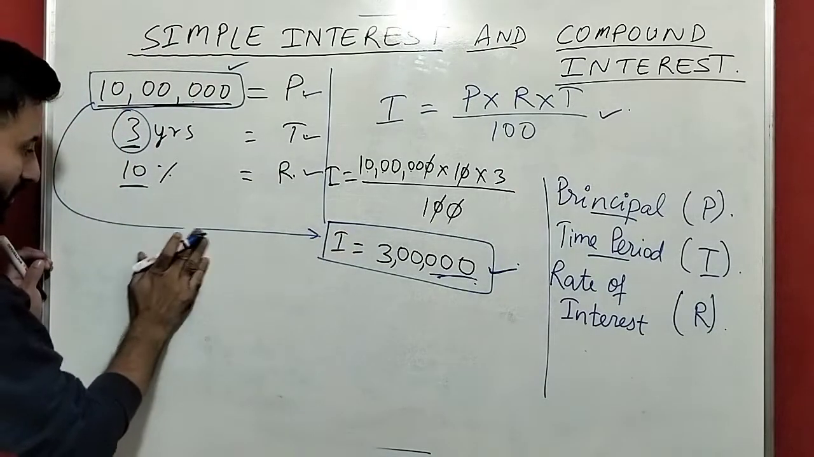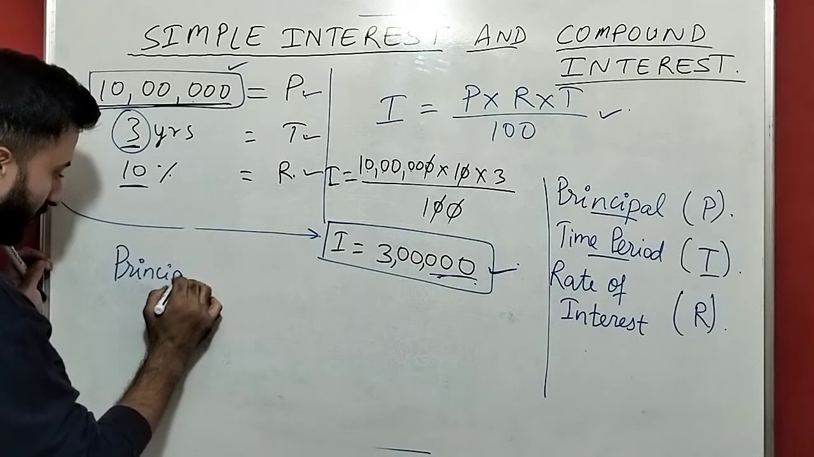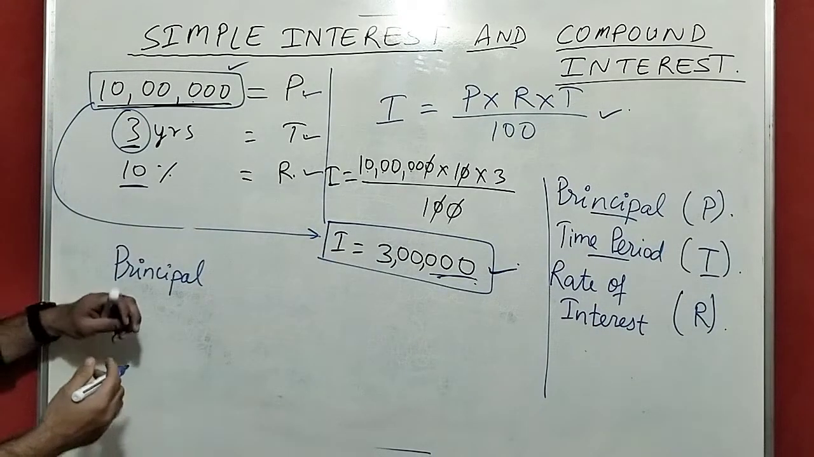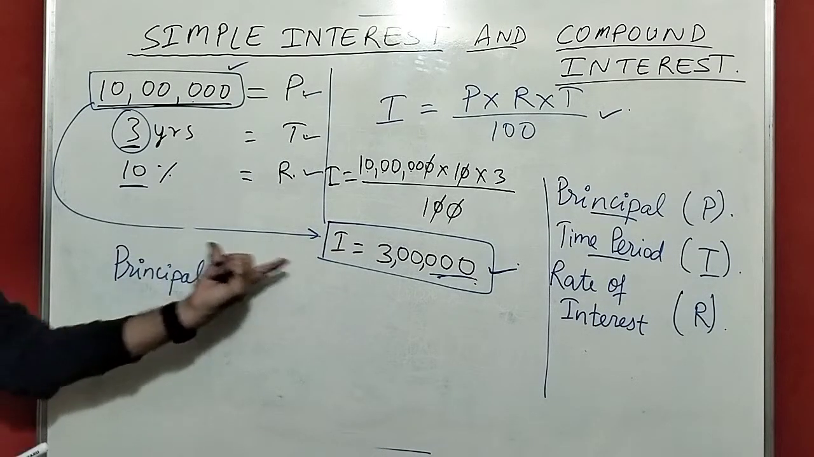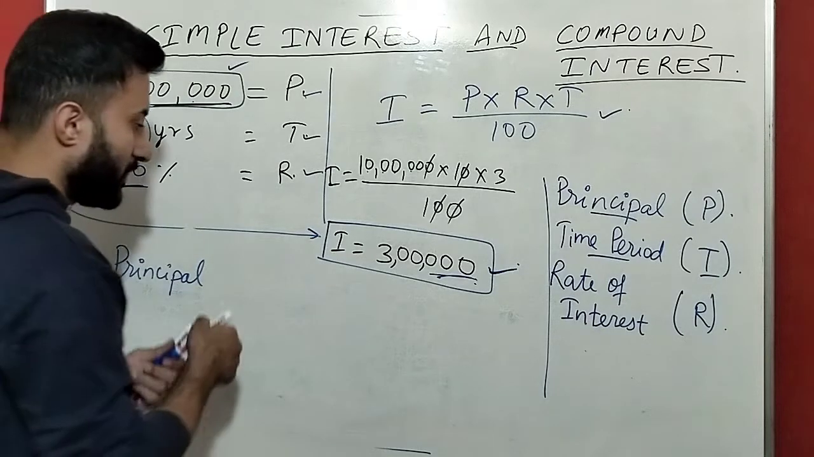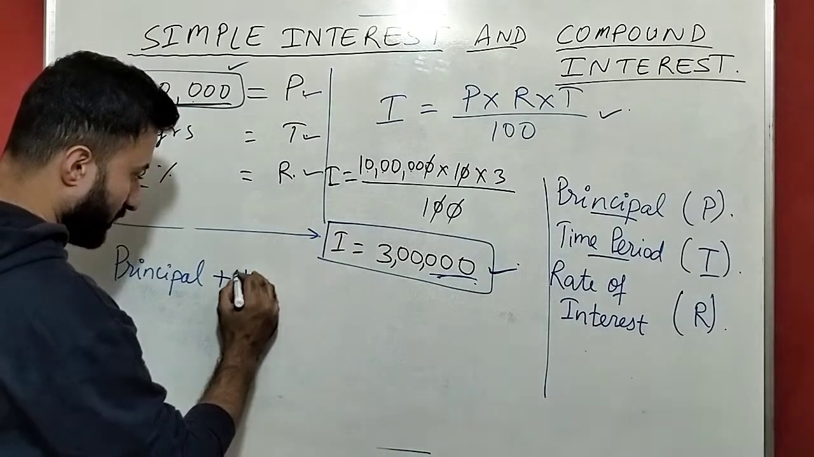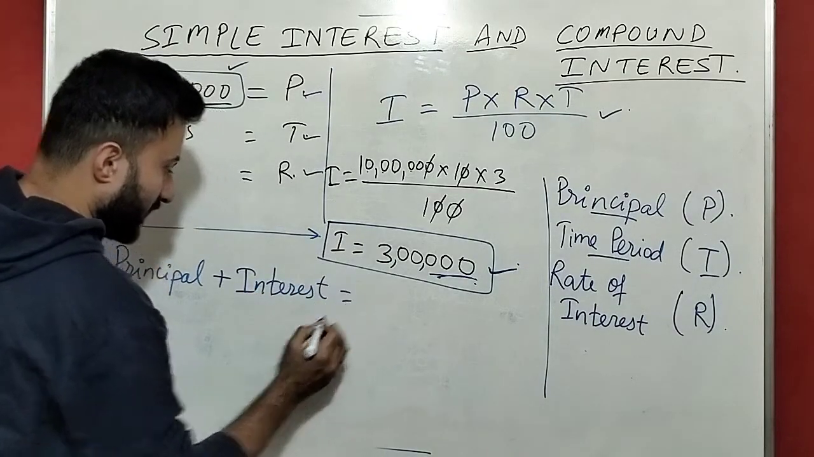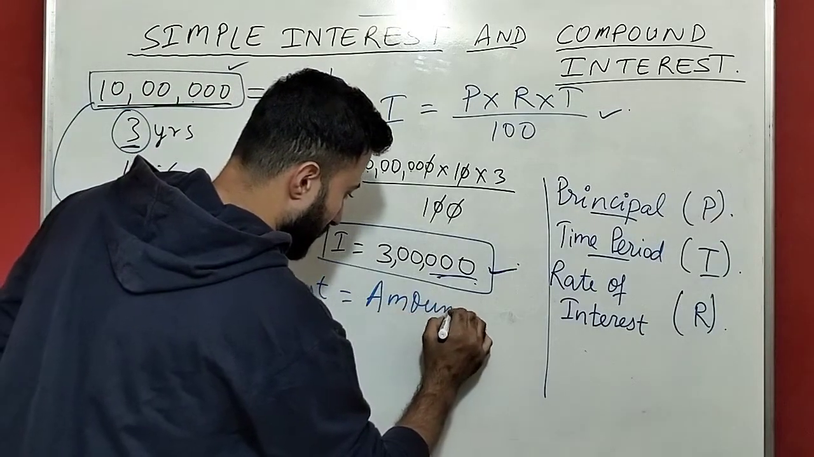I took the principal, meaning the amount that I have taken from the bank. From the bank I took this principal, right? But while returning I have to return the principal plus this extra charge, meaning the interest. Principal plus interest. So that, guys, is the formula for the amount you have to pay.